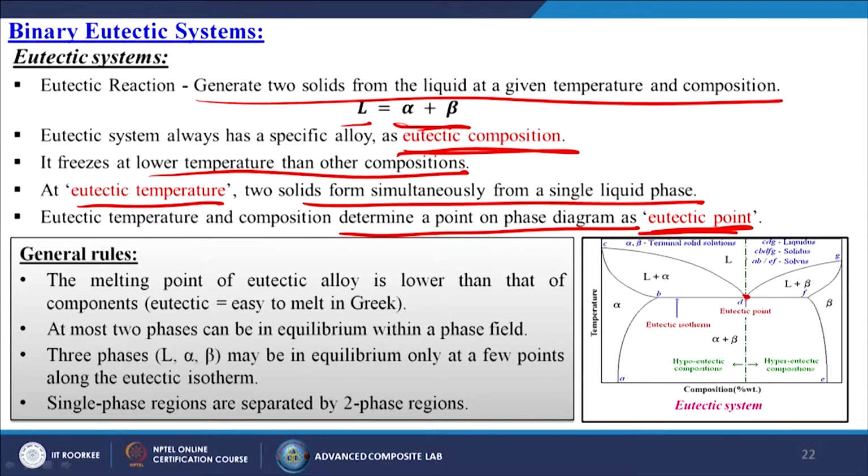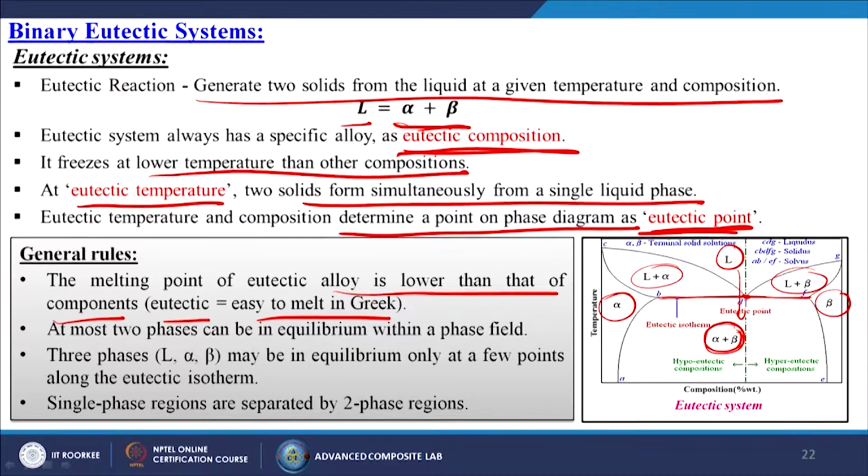So, in this particular case, from liquid, two solid formations, alpha plus beta, take place directly, and this is known as the eutectic isotherm. That is the constant temperature line over there. There are phases like alpha, beta, liquid, alpha plus beta, L plus alpha and L plus beta. General rules: the melting point of a eutectic alloy is lower than that of the components. Eutectic means easy to melt in Greek; that is the meaning of eutectic.